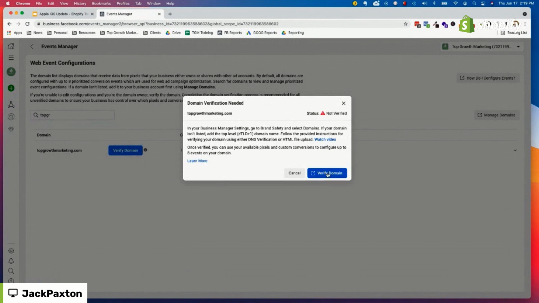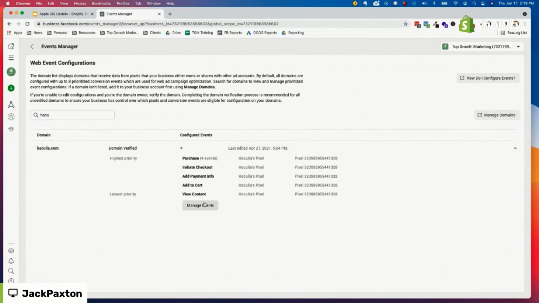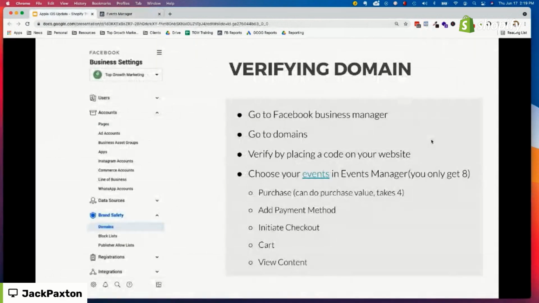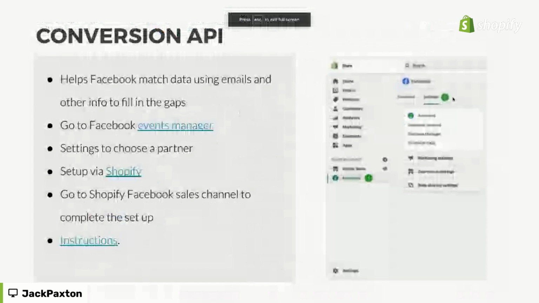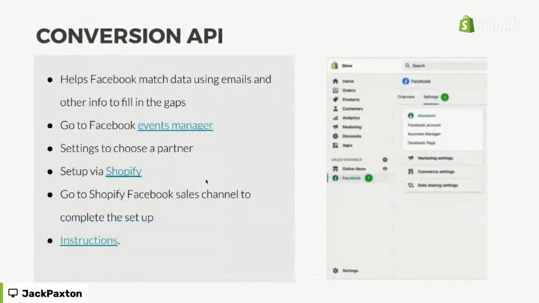Okay, and here you can go and verify your domain if you haven't already, but let's go to another one that I know has verified domains. And so once you have verified your domains, you can manage your events here, and you can see them all placed in here. So that is step number 1: verifying your domain. That shouldn't take long, it'll take you 5 minutes, and it's going to be really good because you're going to be able to tell Facebook how you want them to optimize your ads, and it's also going to allow you to do a bunch of other stuff later down the line.